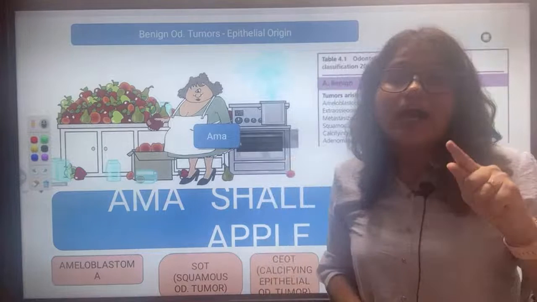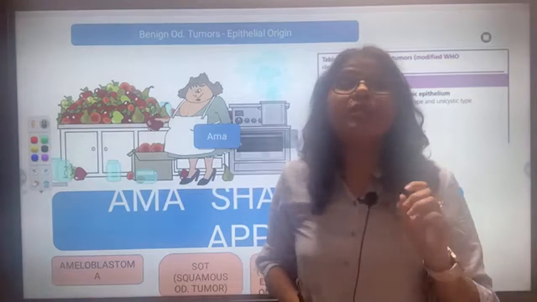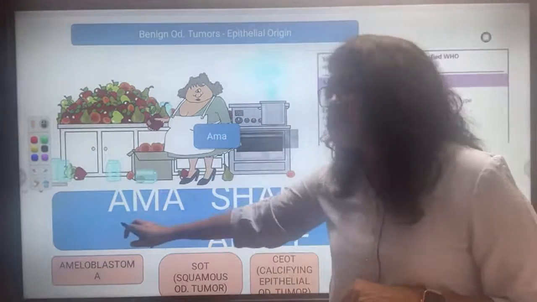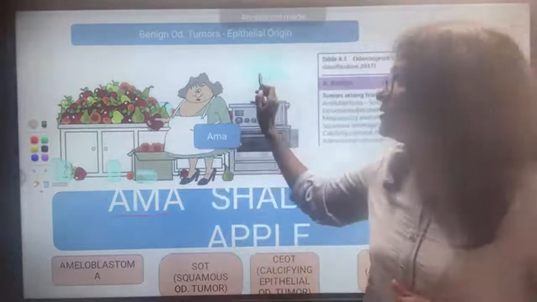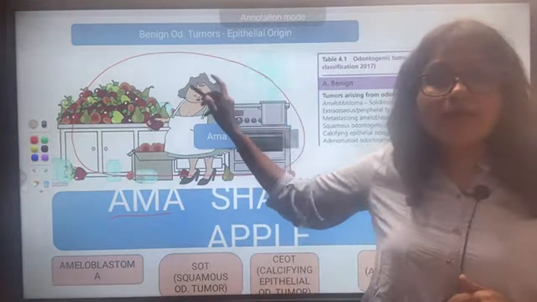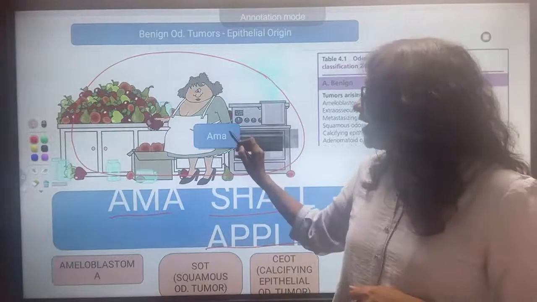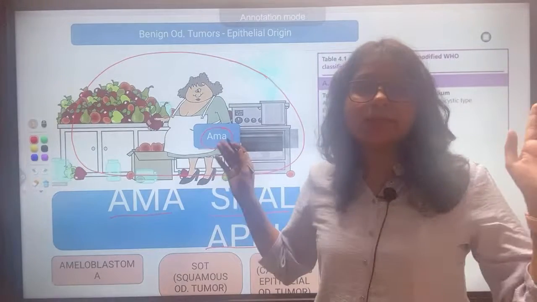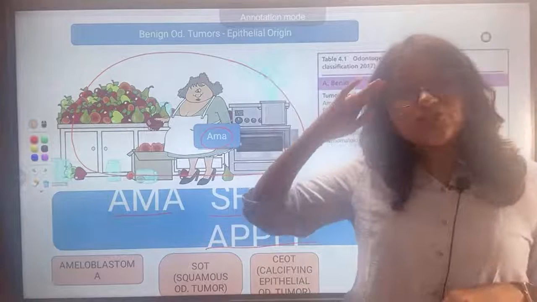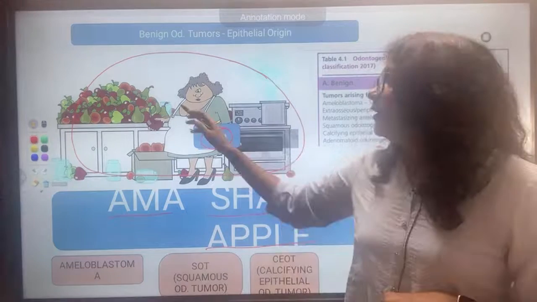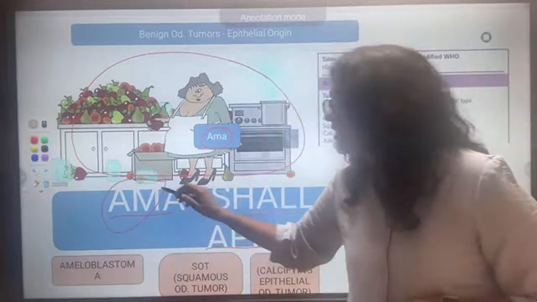Let's first understand how we will learn benign tumors arising from odontogenic epithelium, correct? So for this, remember this mnemonic. This mnemonic is Amma. Remember this image, remember this lady, okay? Amma shall cut apple, right? I thought Amma would be the apt name, you can keep any name, whatever you want to keep. Just remember this mnemonic. Images make things very easy to remember. Amma shall cut apples. If you remember this, then from Amma, the first name of the benign tumor will come.